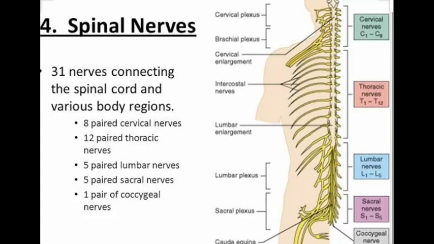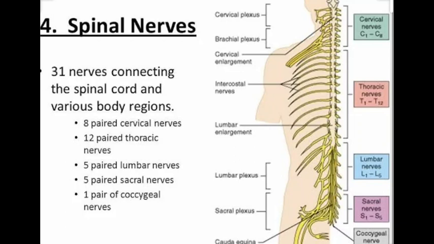First one is the 8 paired cervical nerves, which is there in the diagram on the top one. Then the 12 paired thoracic nerves are there. 12 pairs of vertebrae are forming those thoracic nerves. Then 5 paired lumbar nerves.